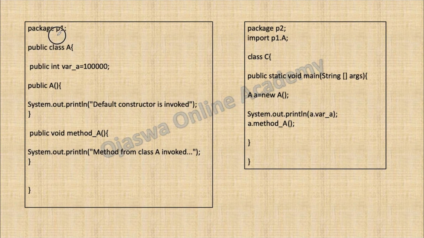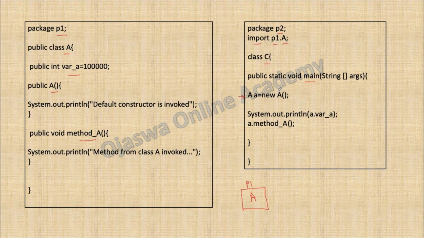We have package P1 and inside package P1 class A is defined. You have an instance variable, a default constructor and a method inside package P1. So when this source file is executed, package P1 is created and class A is stored inside package P1. Then you have package P2 defined. In your class you want to access class A, which is inside package P1. Hence we write the import statement import P1.A. We are defining class C. We have a main method and here we are creating an object of class A. Now when the object is created, it gives a call to the constructor.